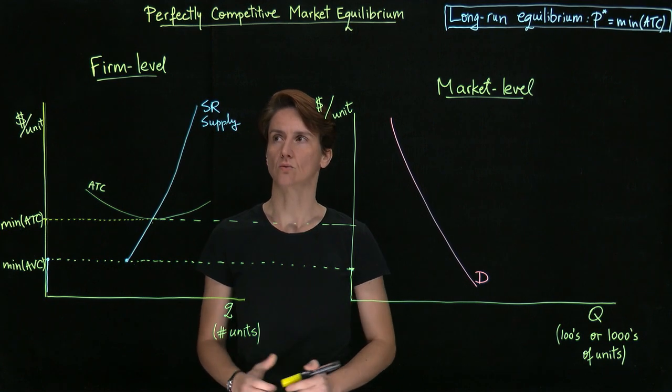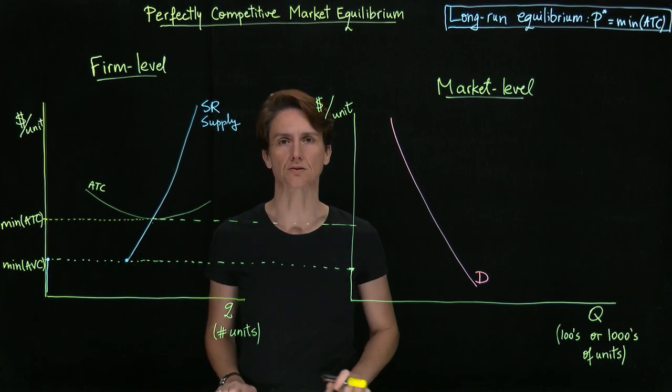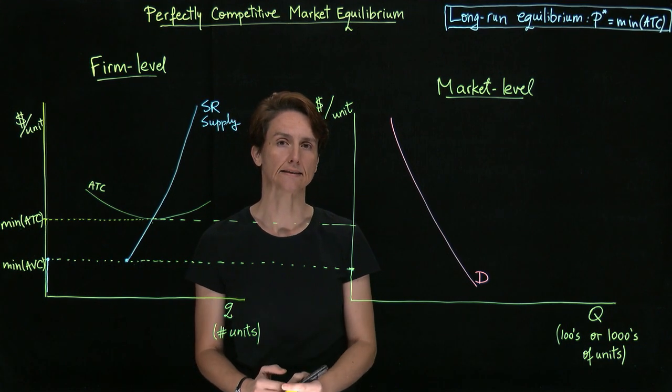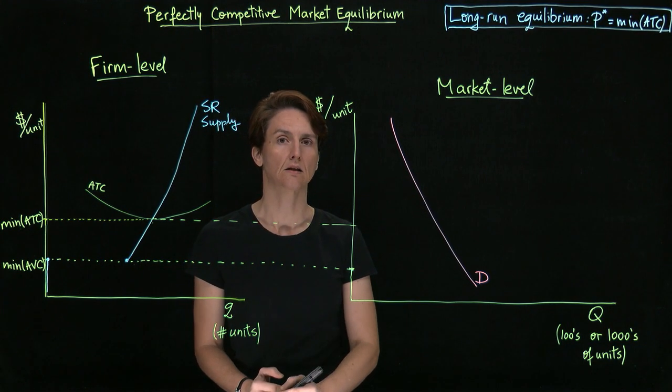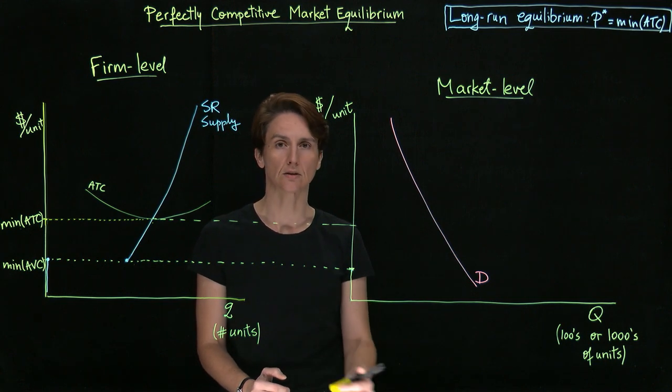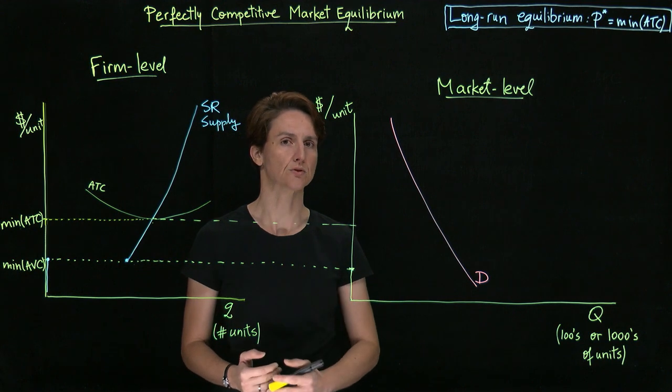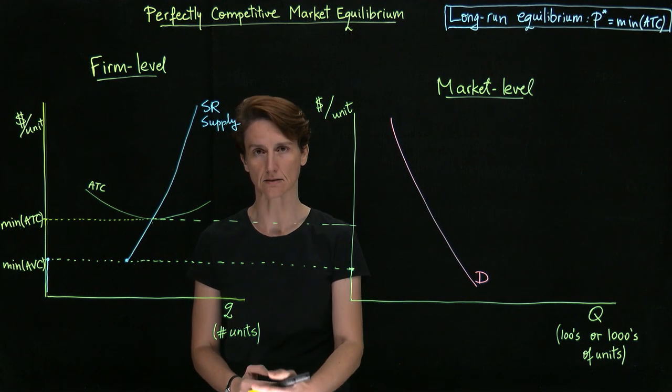Let's now look at how the firm and market level adjustments correspond in a perfectly competitive market. Recall that we said in a perfectly competitive market, any potential entrant will immediately have access to the same technology and inputs and at the same prices as existing firms.